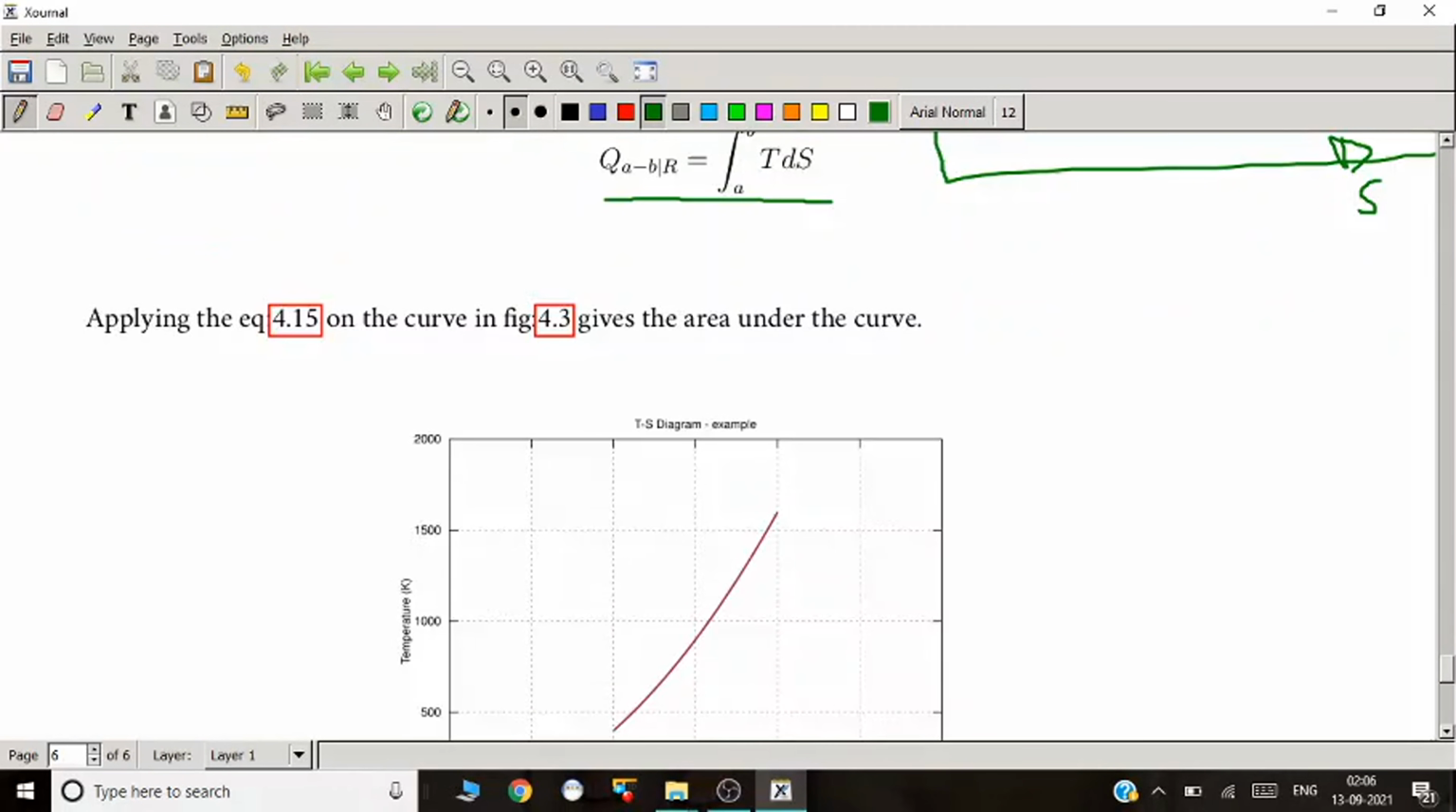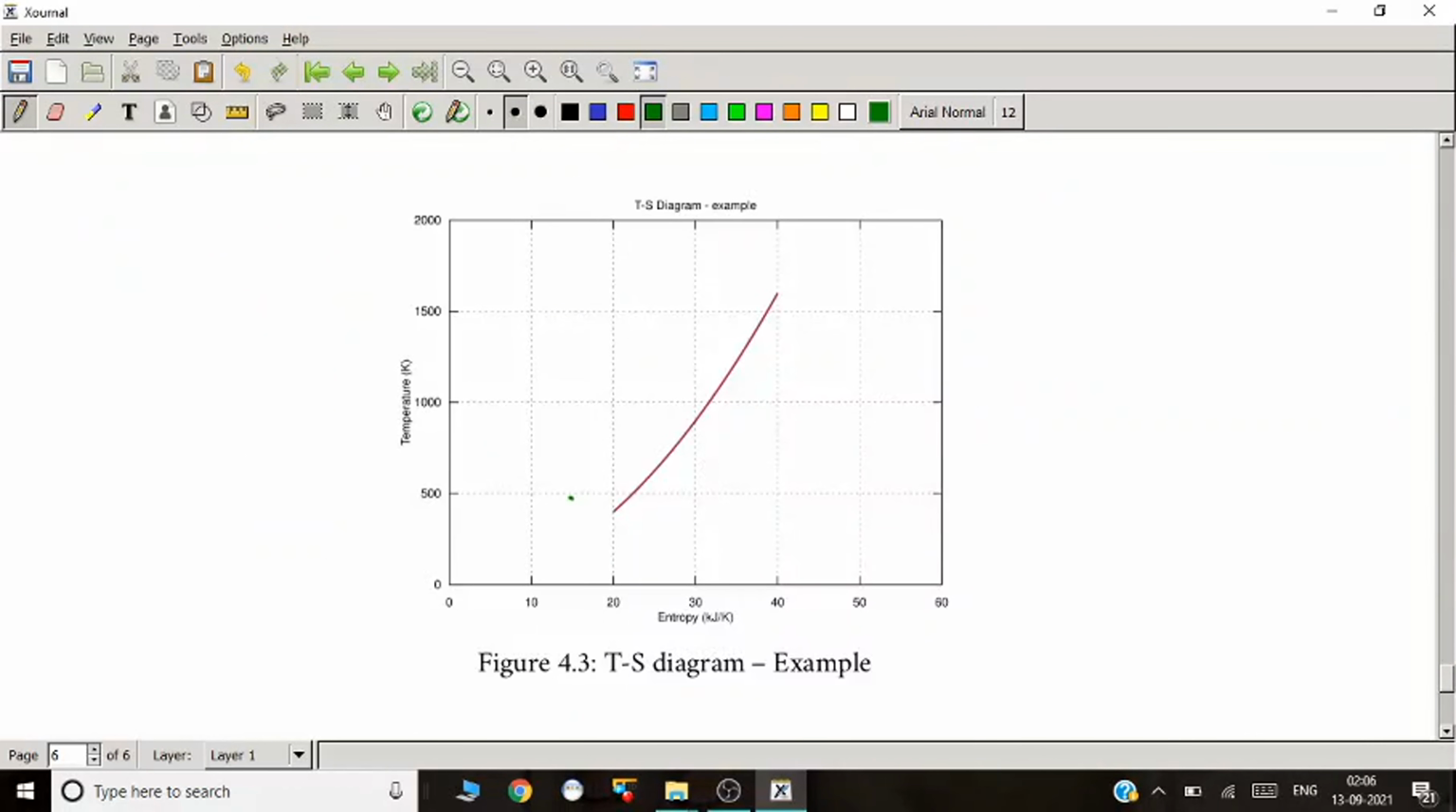If I look at the area under the TS diagram, so if we look at the process from A to B, if you consider this is A, this is B, the area under this curve will give us the amount of heat transferred. So this can be positive or negative. It depends on the cycle.